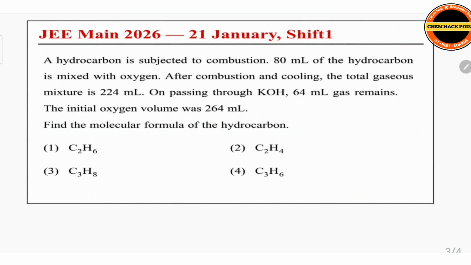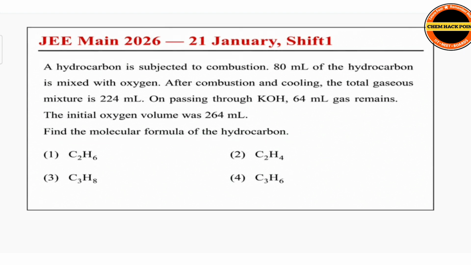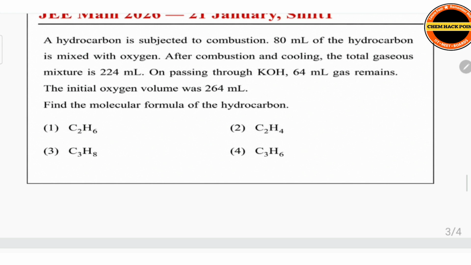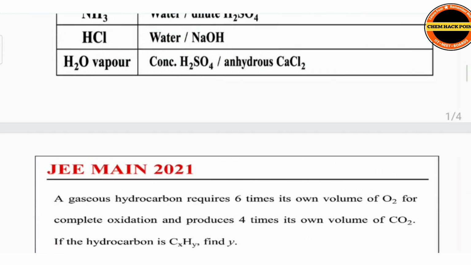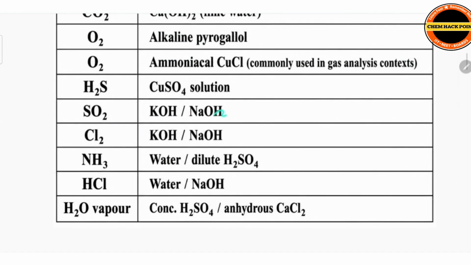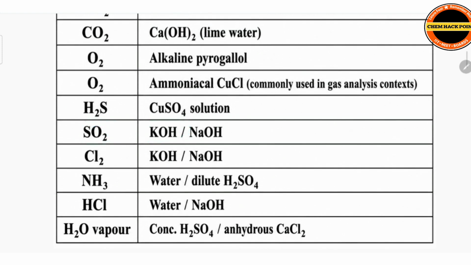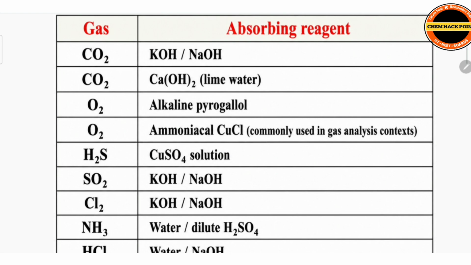We need to find it. First observe, analyze the question. According to the given question, once again observe it. Here it is observed that after combustion and cooling, the total gaseous mixture is 224 ml. On passing through KOH, 64 ml gas remains. Which gas is absorbed by KOH? Above we already studied about it. So here you can see the reagent list. KOH absorbs SO2, and even CO2 gas is absorbed by KOH, that's what we specified here.